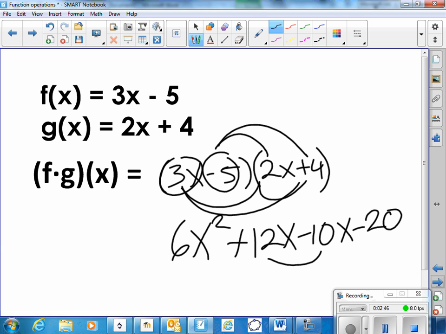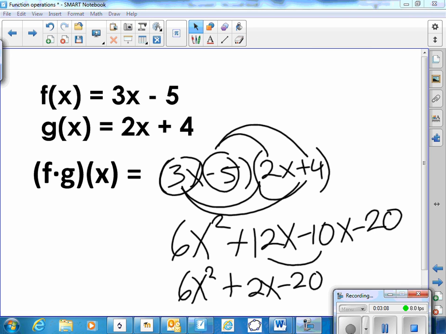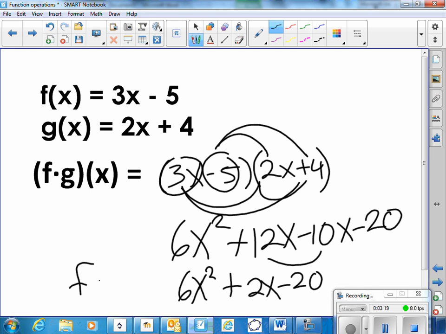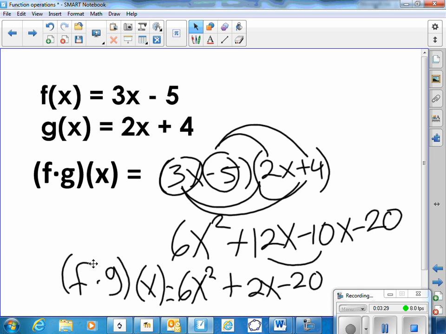There are only two x terms. In the other terms, there's only one of each. So 12 of these things, take away 10 of them, leaves me 2 of them. And then I just have the minus 20 and the 6x squared. Okay, so 6x squared plus 2x minus 20. So that is the function f times the function g of x. So whatever x is would be squared times 6, and then add 2 times that number, minus 20.